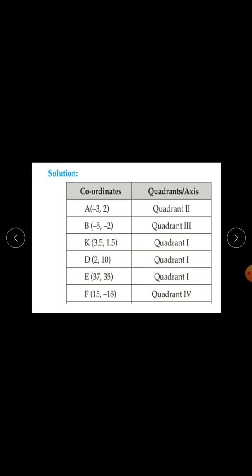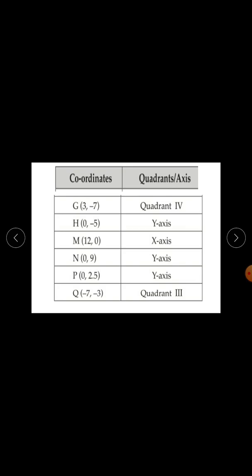Now, next point is F. Coordinates are 15 and -18. X coordinate is positive and Y coordinate is negative. So, this point lies in fourth quadrant. Now, next point is G. X coordinate is 3, Y coordinate is -7. X coordinate is positive, Y coordinate is negative. So, this point lies in fourth quadrant.